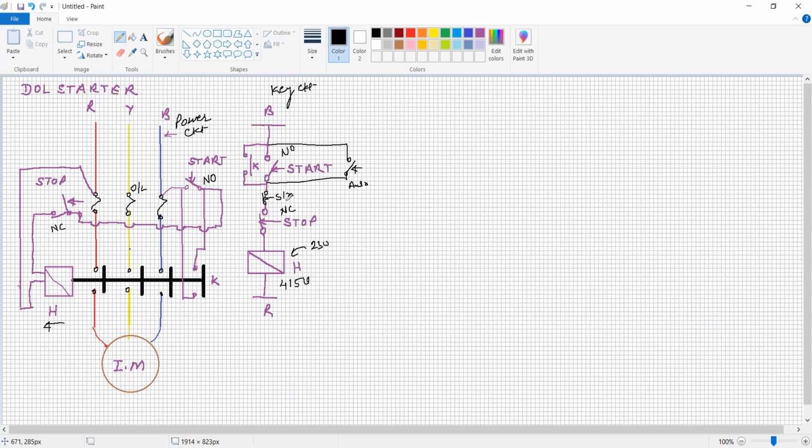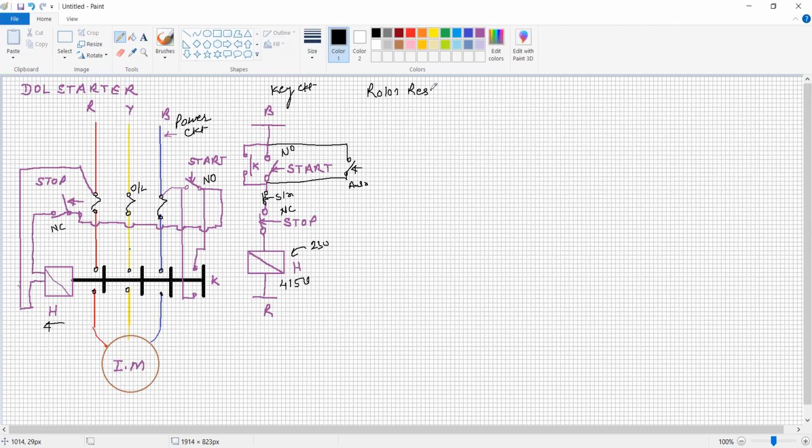control circuits for the three-phase induction motor starters. There are different types of starters. It may be a rotor resistance starter, where a resistance gets added. So the second type is the rotor resistance starter.